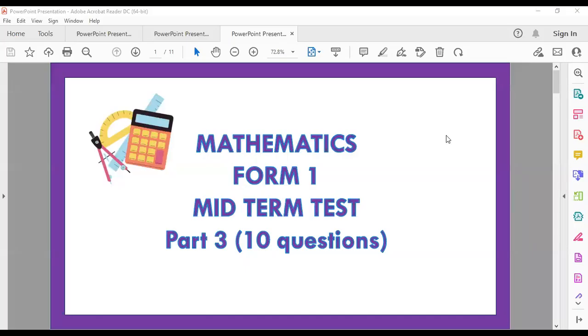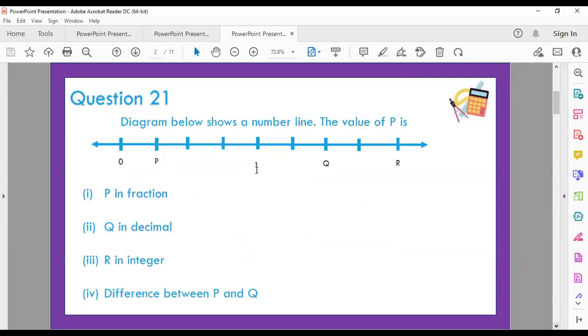All right, welcome to our lesson 31, Form 1, midterm test, part 3. Okay, we're having a quiz and there are 10 questions here. So let's move to question 1. Okay, actually it's question 21.